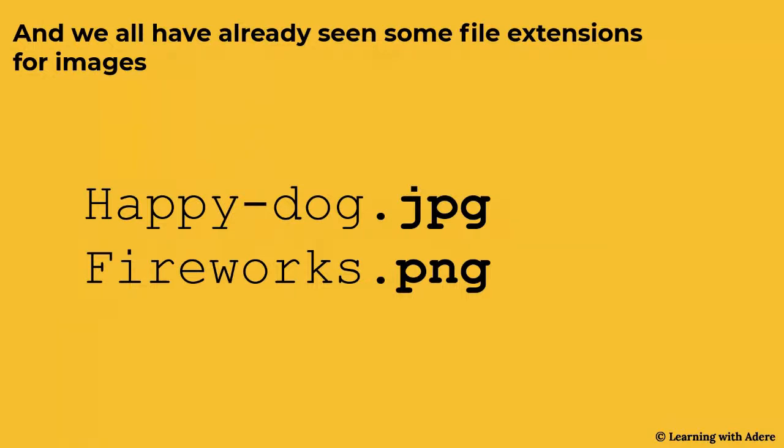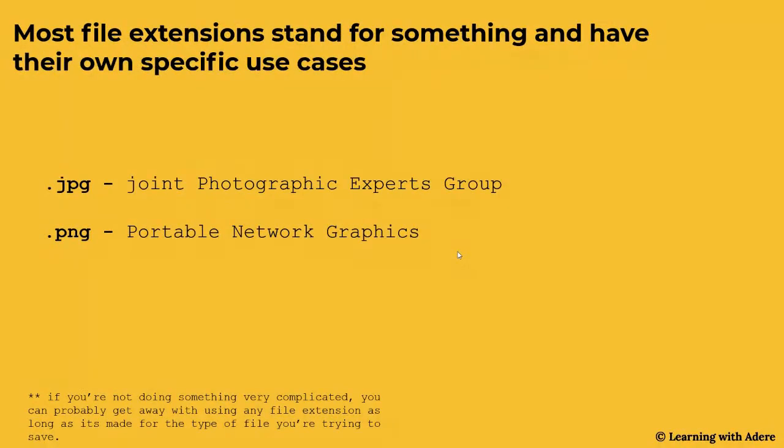Here are some file extensions for images. We've actually seen these ones already, .jpg and .png. These are used for images. You might be wondering why there is more than one file extension for each thing. Both of these are image file extensions, so why do we need more than one? Well, most file extensions stand for something, and they also have their own specific use cases. These can be really specific, and it depends what you're trying to do with the file itself. But for what we're going to be doing, this doesn't really matter. If you're curious, PNG stands for Portable Network Graphics, and JPG stands for Joint Photographic Experts Group.